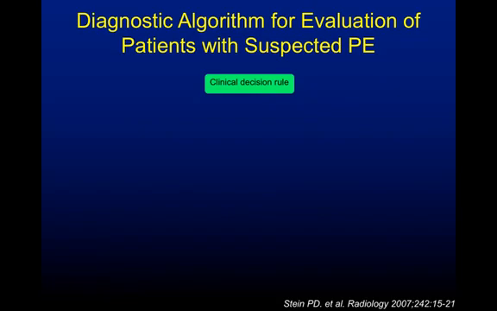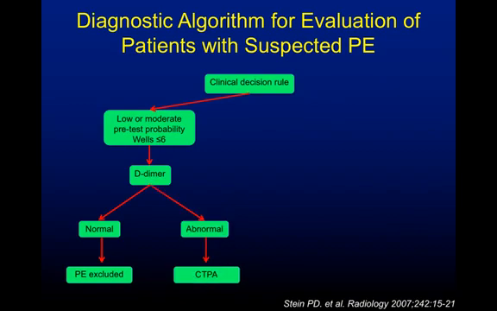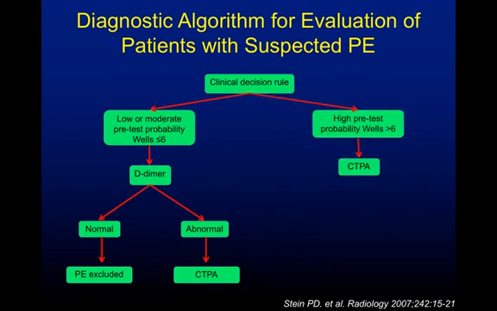The clinical decision rules should be used. In patients with a low or moderate pretest probability, a D-dimer is recommended, and if the D-dimer is normal, pulmonary embolism is excluded without the use of imaging. If the D-dimer is abnormal, patients should proceed to CT pulmonary angiography. In patients who have a high pretest probability or Wells score more than 6, they should proceed directly to CTPA without the need for a D-dimer.